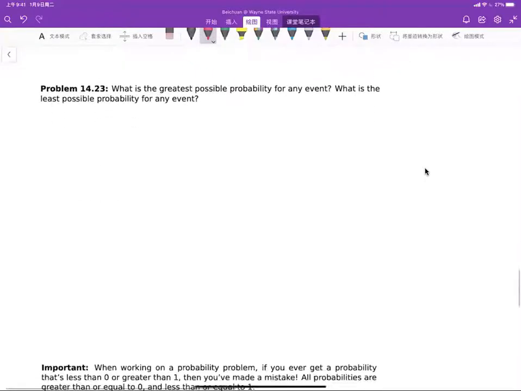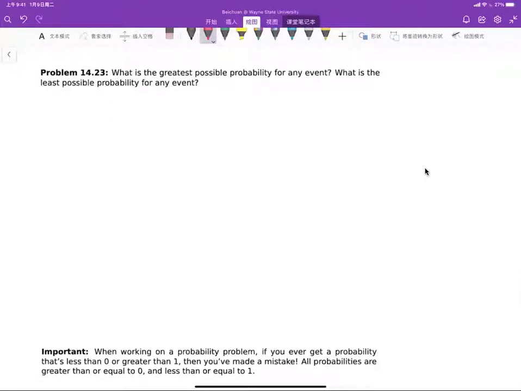Then let's look at the next problem, 14.23. What is the greatest possible probability for any event? What is the least possible probability for any event? 99 and 1? Or if you count decimals like 0.00001%, something like that. So what if something will never happen? Then it's 0% and 100.